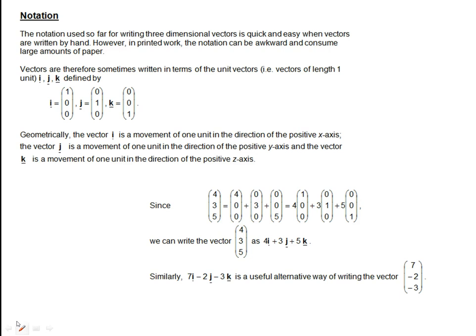Equally well, the vector 7i minus 2j minus 3k is a useful way for printers and in books to write the vector that we would normally write as the column vector (7, minus 2, minus 3). Now you are expected to be familiar with this ijk notation. It isn't difficult, but it is sometimes used in exam papers simply because it's more efficient in terms of paper usage.